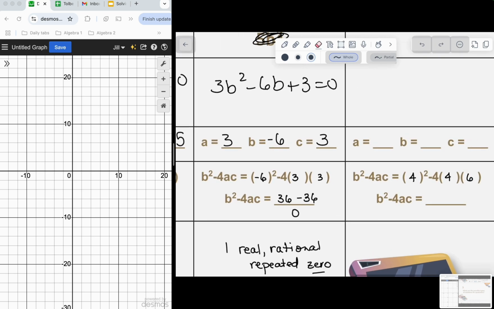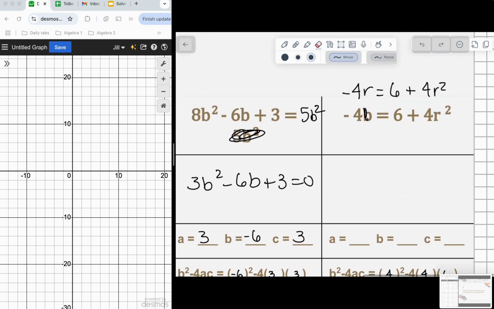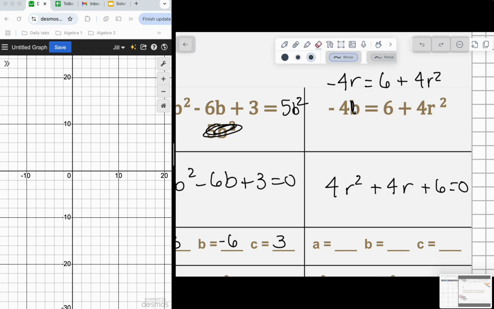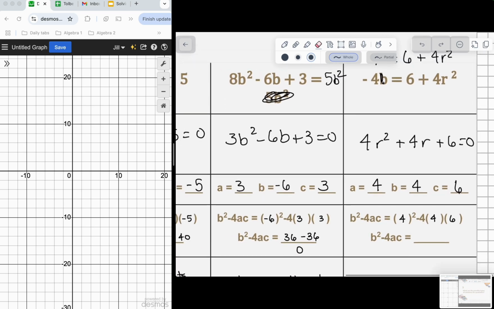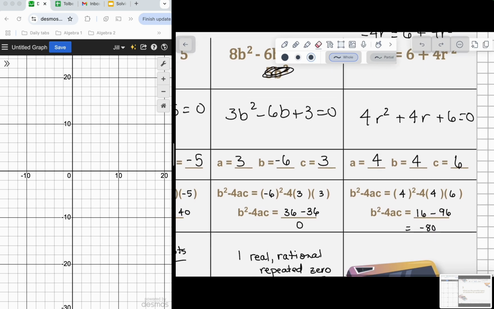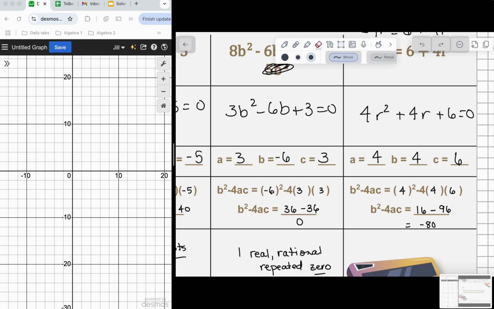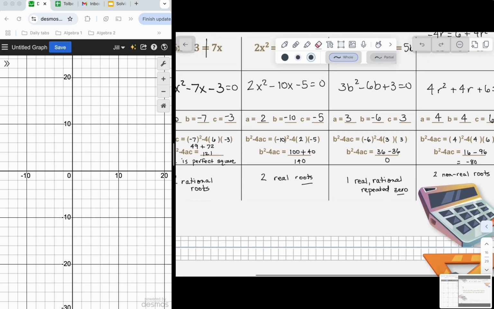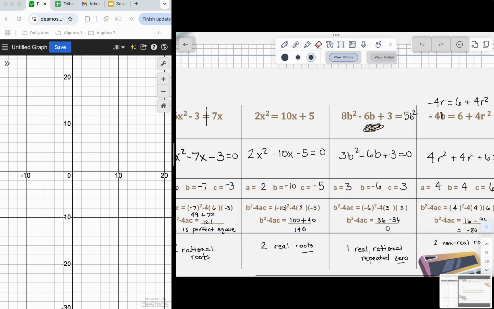And then finally, we're going to go to the last example. We've got to get it in standard form first. 4r squared, we're going to add the 4r to both sides, plus 6 equals 0. Identify a, b, and c. And then evaluate the discriminant of the quadratic formula. We get 16 minus 96. That ends up being a negative number, so we have a negative number under the radical, which means we have 2 non-real roots. And that is the way that you determine the nature of the roots from a quadratic.